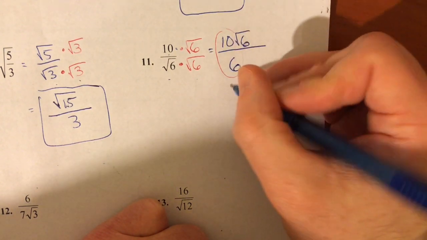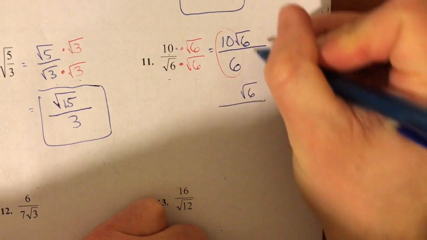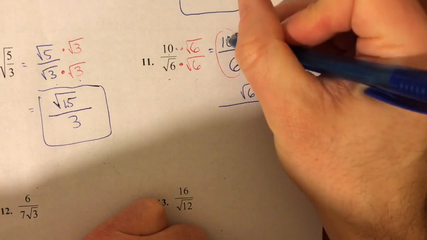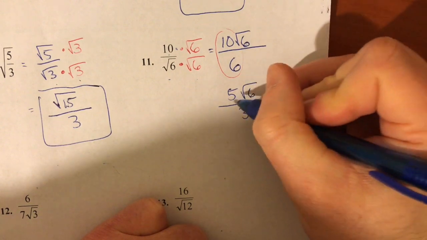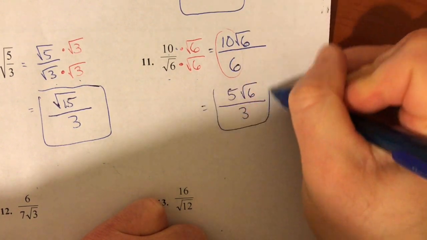You can divide each by 2, and you still are going to have the root 6 there. That's not part of this reduction. You're just reducing the fraction 10/6. They're both divisible by 2, so you get 5/3. So 5 root 6 over 3.